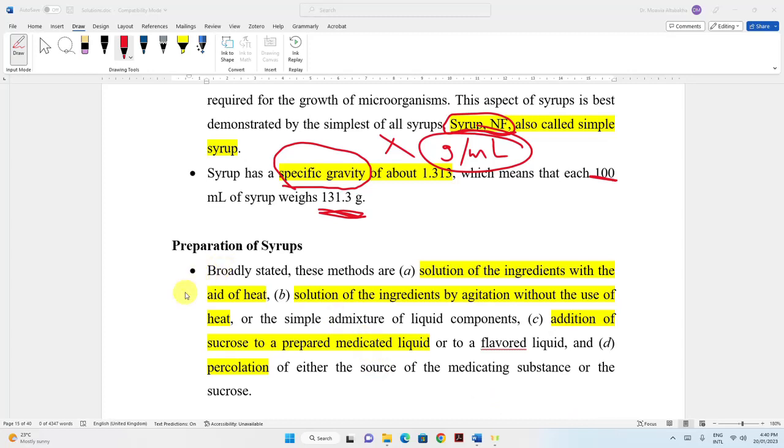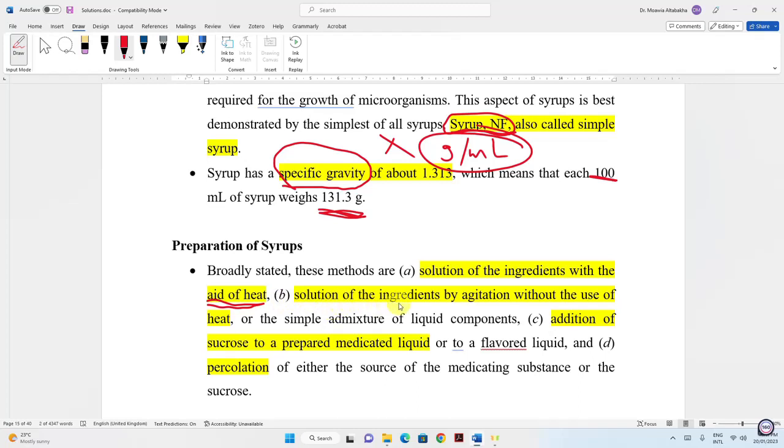Okay, now we're going to talk about the preparation of syrups. I'm not talking about preparing simple syrup, only the vehicle, but it can also contain other ingredients such as the medicinal agent. There are different ways. In summary, I'm summarizing things. One way is to take all the ingredients, dissolve them in the vehicle, and stir with the aid of heat.